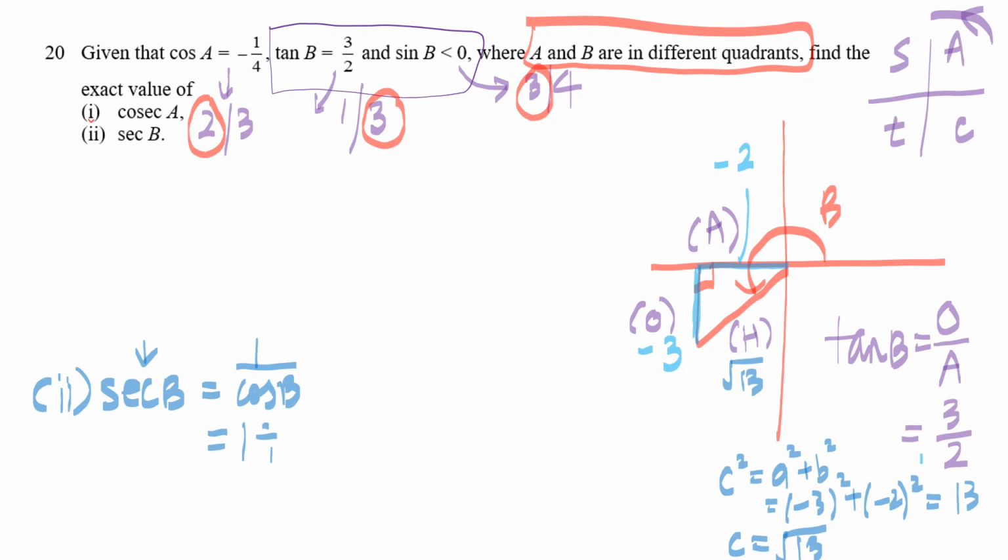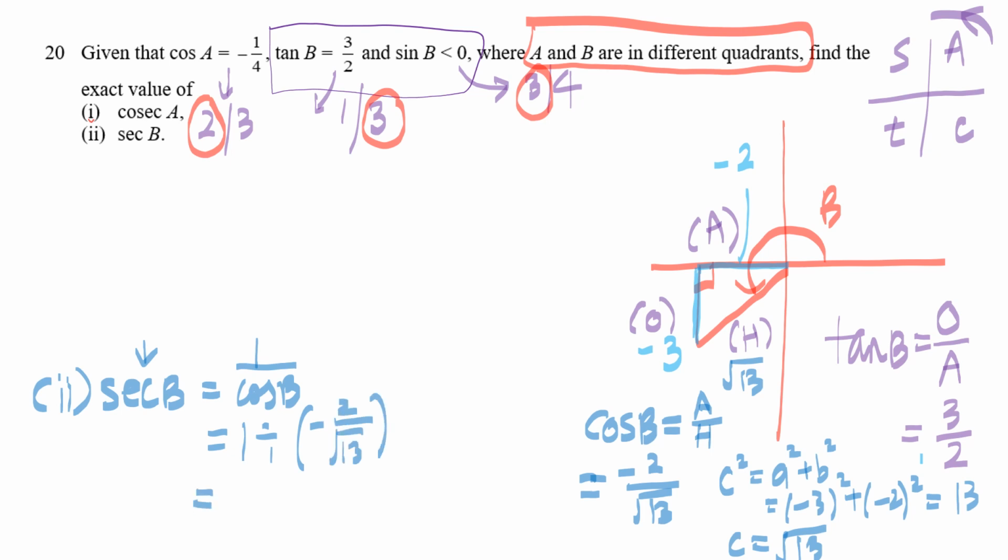Let's try to write it here. So cosine B is A over H. So A is -2 over H is square root 13. So it's equals to 1 divided by bracket -2 over square root 13. Change the division sign to multiplication, that will give you negative square root 13 over 2. Okay, so that's the answer for part 2.